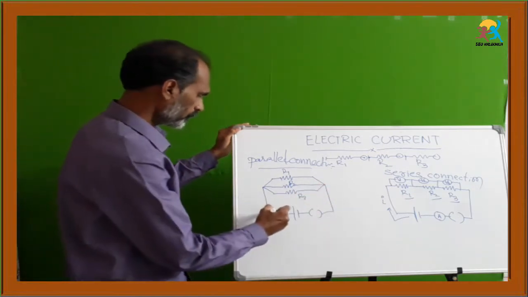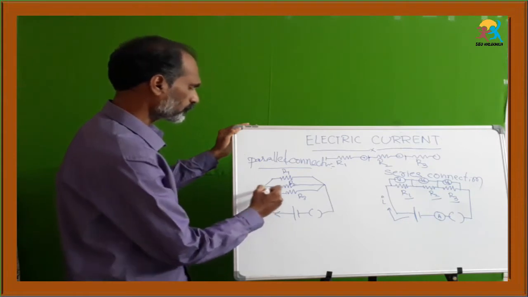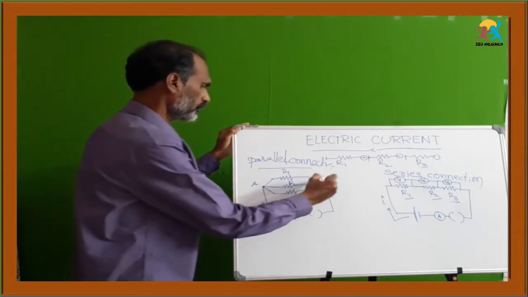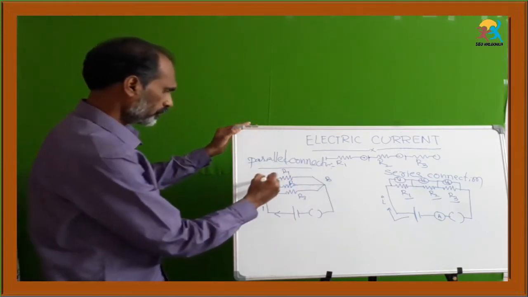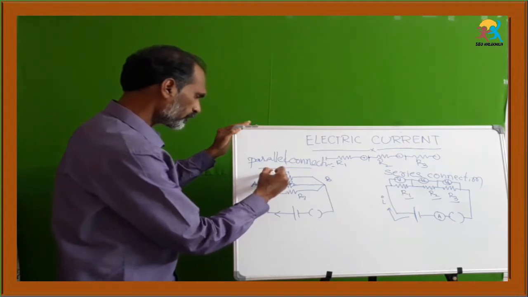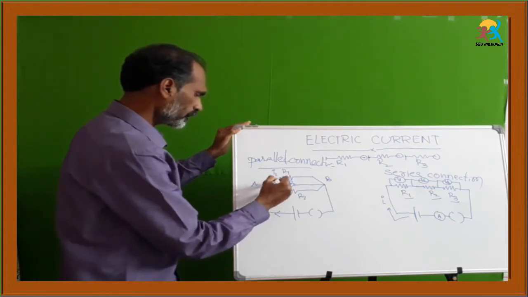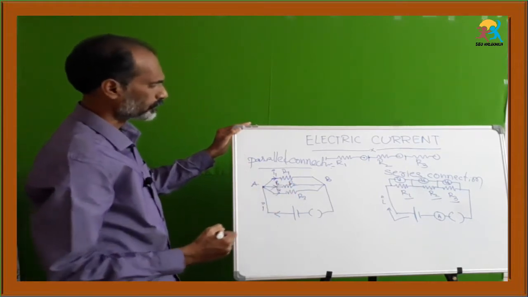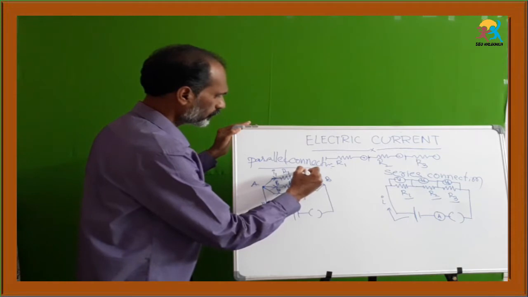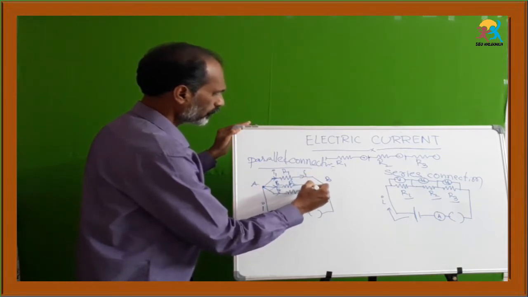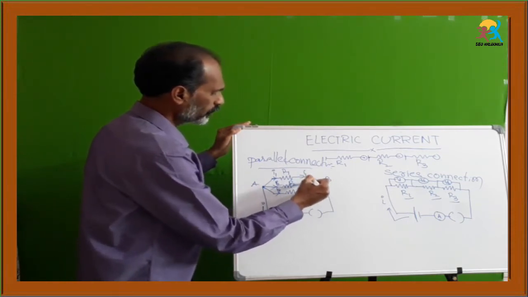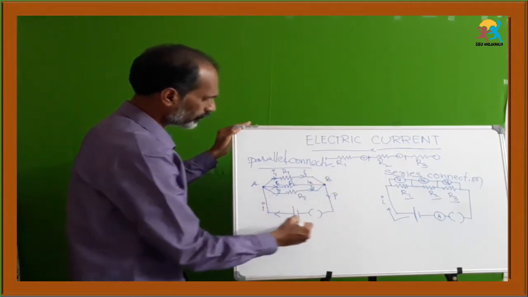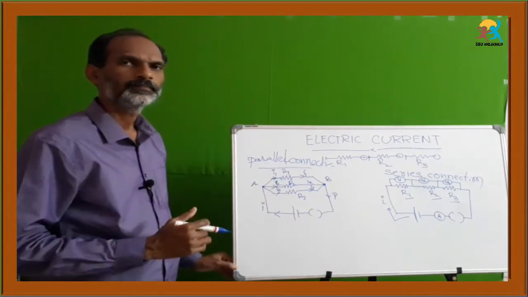Okay, if current I passes through the circuit, it splits at this point A. In this way it splits: I1 travels in this path, I2 in this path, and I3 in this path. Here also I1, I2 and I3. At point B, the combined effect of I1, I2 and I3 will be I. So current I flows through the battery in this way.